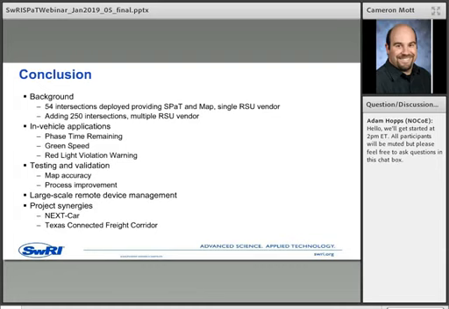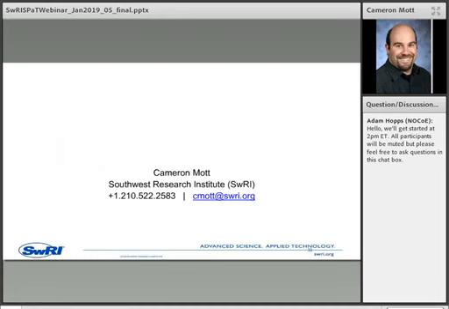So in conclusion, we've gone through the background of GDOT's vision with 250 to even 1,700 intersections and multiple RSUs. I went over the three in-vehicle applications that are enabled through this effort, some of the testing and validation efforts that have been able to provide for this kind of capability, our vision for the large-scale remote device management and being able to handle with minimal operator interaction this large number of RSUs, and some additional project synergies.